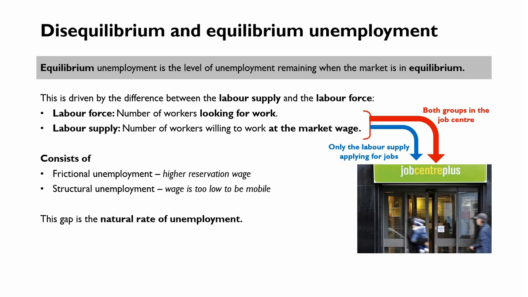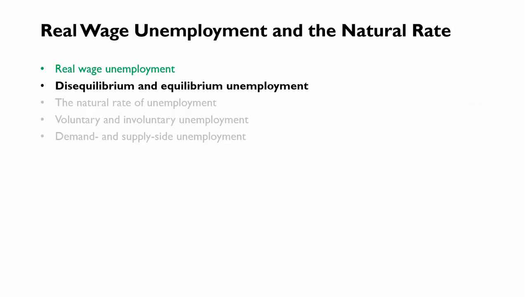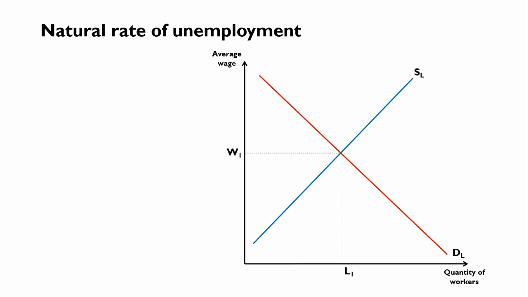And that gap, that difference between the workers who aren't applying for jobs at the market wage, that is our natural rate of unemployment. Let's show that on a diagram in order to get our heads around it. So here's a labour market. Again, it's in equilibrium, W1 and L1. W1 is our equilibrium wage. The number of people wanting to work at W1 is the same as the number of employers wanting to hire workers. So we're in equilibrium.